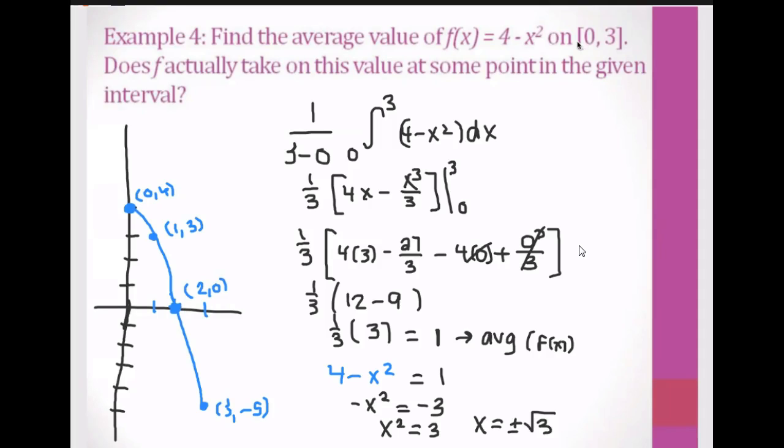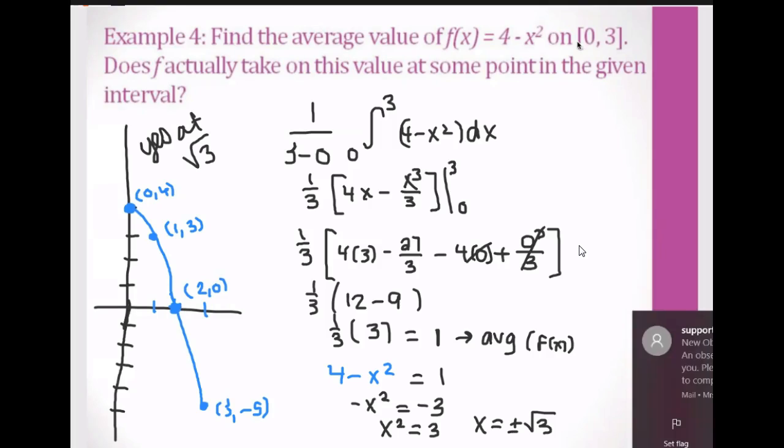So we get x equals plus or minus the square root of 3. Now we know that the negative square root is outside my interval. So that negative square root is outside that interval. So the answer is yes, at positive root 3. The average value will equal the actual value. So yes, at root 3, the average will equal the actual.